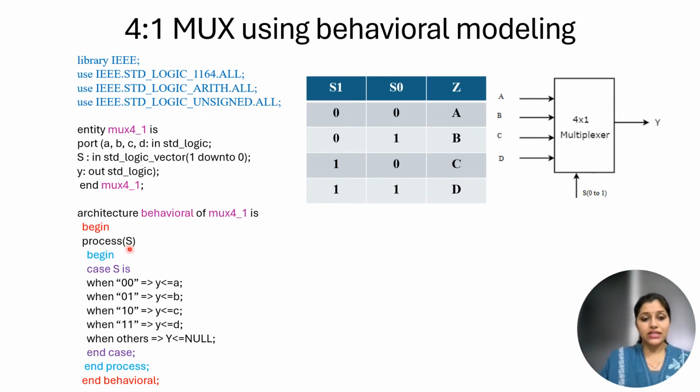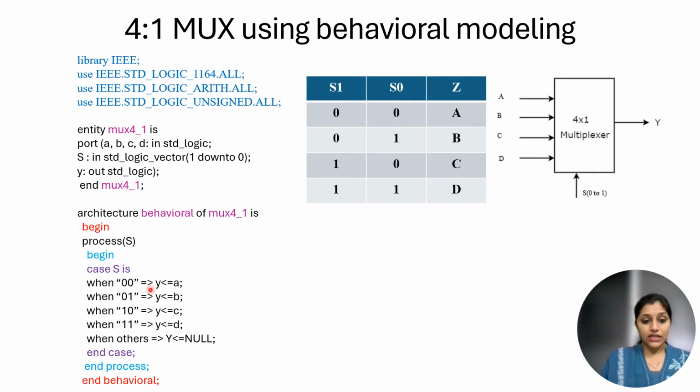Process, in brackets the sensitivity list. So here in the sensitivity list we must include the inputs to which our process is sensitive. Sensitive means when the value of these inputs changes, my output will change. So here how many inputs do we have? A, B, C, D, 4 data inputs and 1 select input. But here I haven't included A, B, C, D. I have only included S, because even if the values of A, B, C, D change and the select line does not change, we will not get any output. That is why the process is sensitive to the select input.